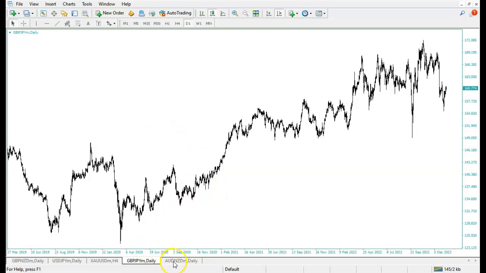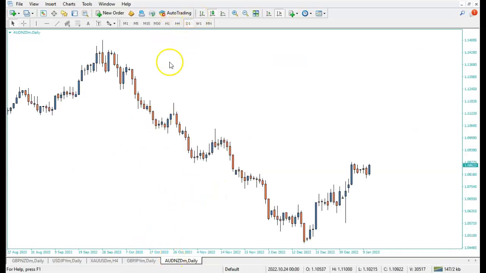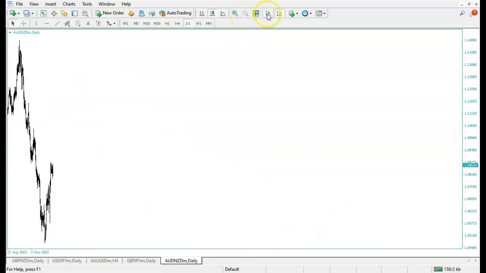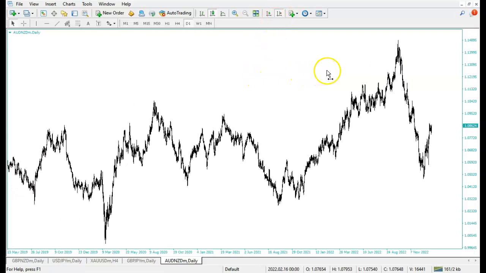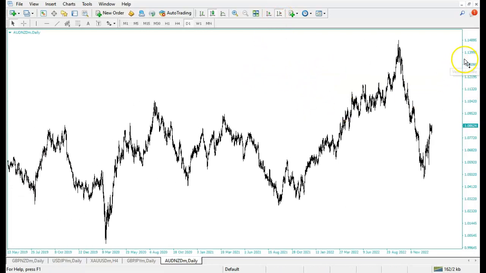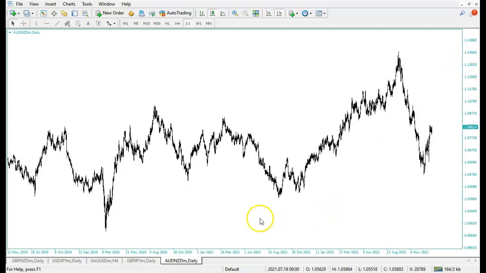All right, the next currency pair I'm going to show is the Aussie New Zealand dollar. Now, if you look at this currency pair, you see that this currency pair all the time too is showing very good momentum, very good movement.